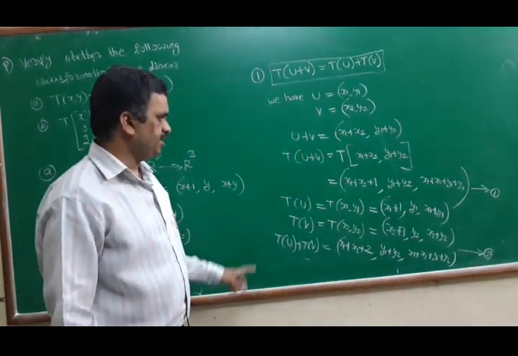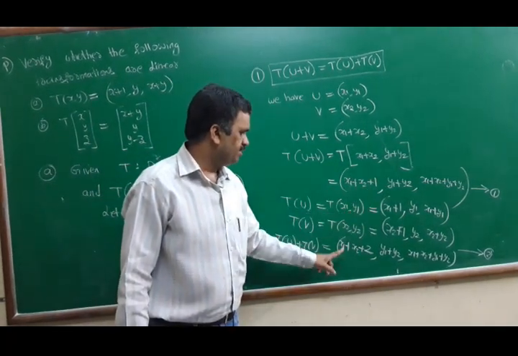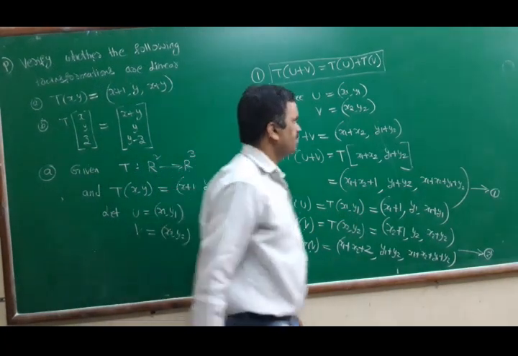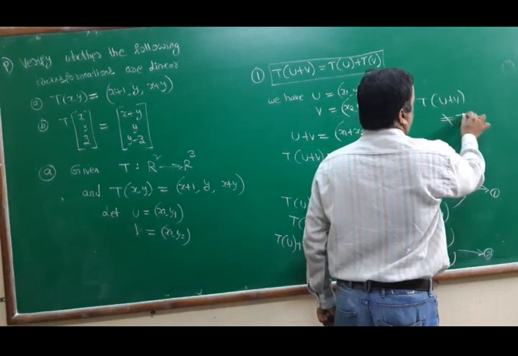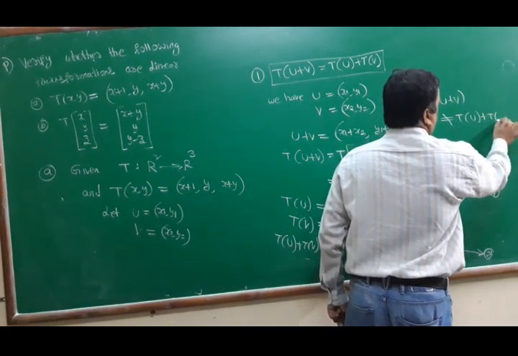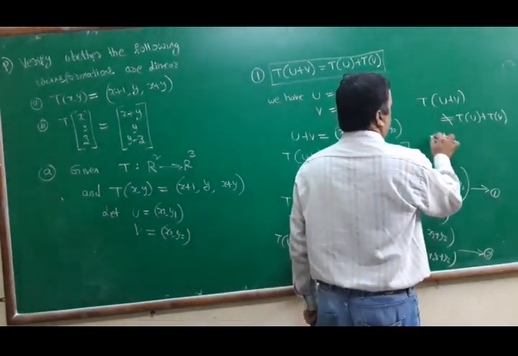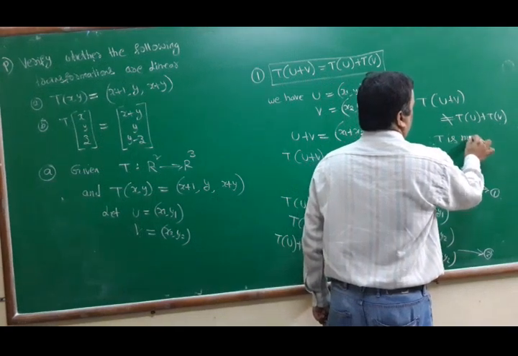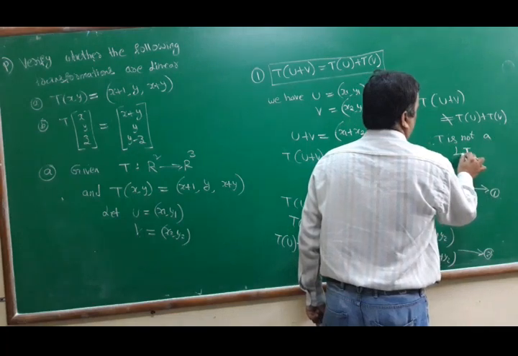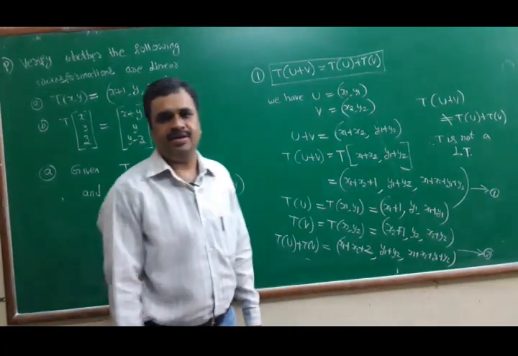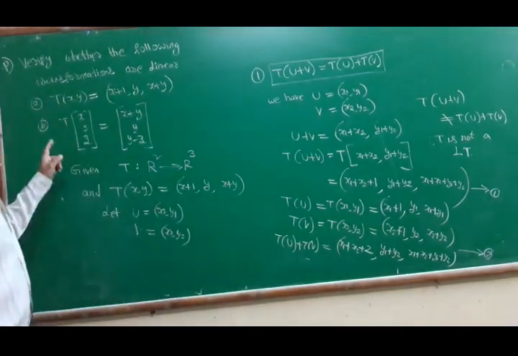So equation 1 and equation 2 are not equal. In the first coordinate, x1 plus x2 plus 1 is there on one side, x1 plus x2 plus 2 on the other. So T of u plus v is not equal to T of u plus T of v. The first condition has failed. So simply I can say T is not a linear transformation. That's all. And now we'll do the B part.